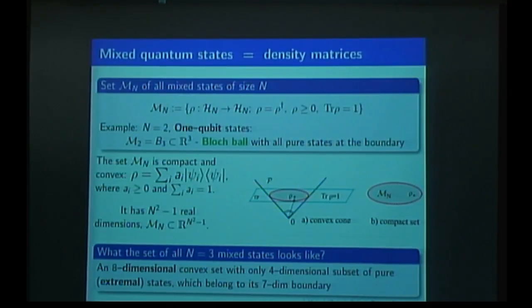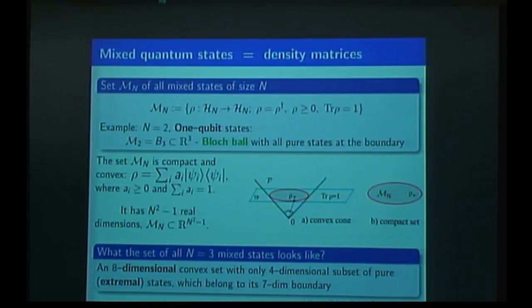This is like a hyperplane, this blue hyperplane. So our set of states is a kind of cross-section of this cone, which goes to infinity, with this plane, and therefore it's a finite dimensional body. Body means convex set. This set is convex, and it has a finite volume. So look, for n equal 2, we know how the set of mixed states looks like. It's the interior of the sphere, so a ball.